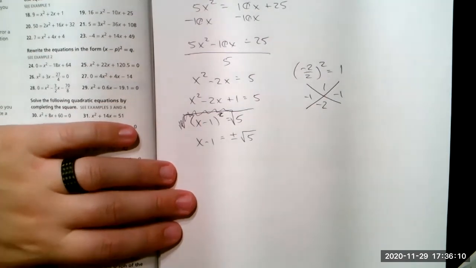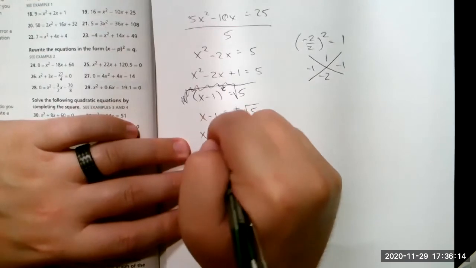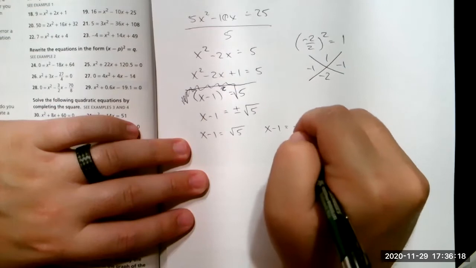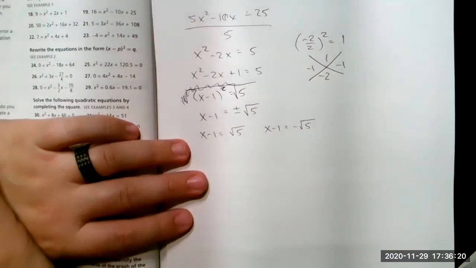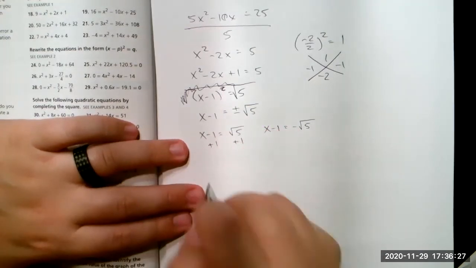And now it's kind of wash, rinse, repeat, same steps. So I'll take x minus 1, set it equal to root 5. I'll take x minus 1 and set it equal to negative root 5. Go ahead and simplify this.